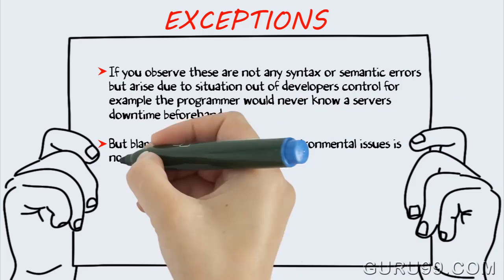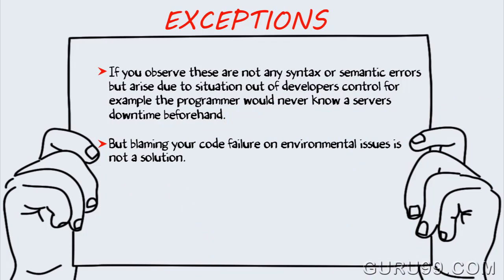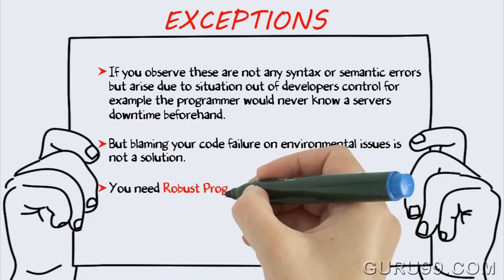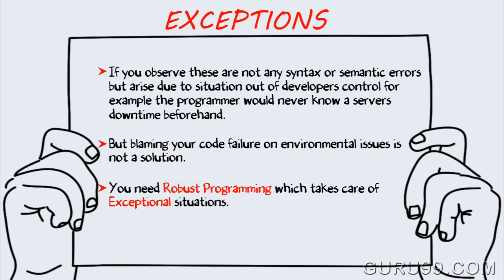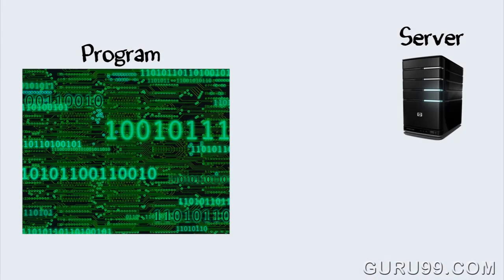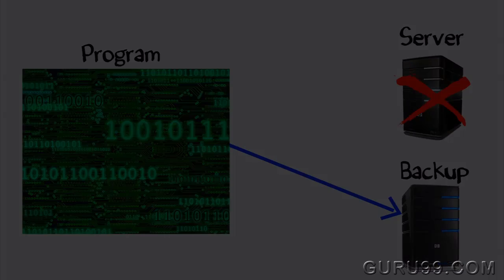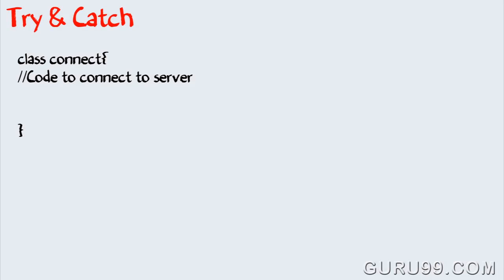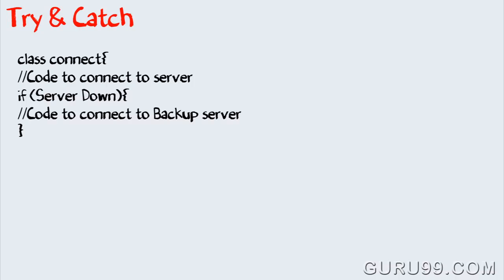But blaming your code failure on environmental issues is not a solution. You need robust programming which takes care of exceptional situations. Such code is known as exception handlers. In our example, good exception handling would be, when the server is down, to connect to the backup server or mirror server. To implement this, enter your code to connect to the server. You will check if the server is down. If yes, write the code to connect to the backup server.